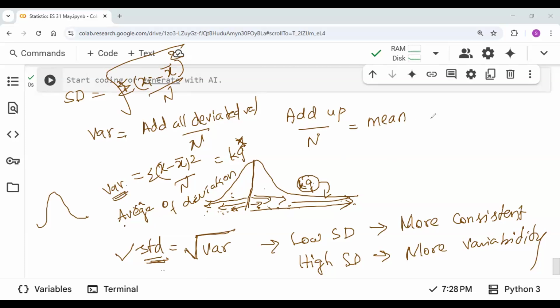Thank you. So what do you mean by mean? Mean is nothing but the average of the data points. How will you calculate it? You add all the values and divide by the total number of values, the n value. That is what gives you the mean value.